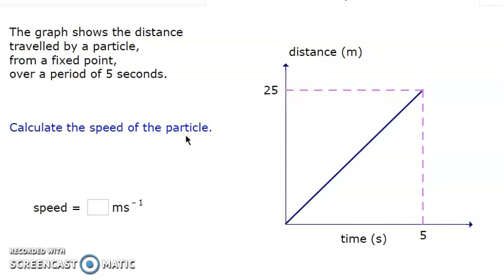Calculate the speed of the particle. Speed, as we know, is distance over time. So distance covered is 25 meters, time is here 5 seconds. So 25 divided by 5 gives you 5. So that is the answer.